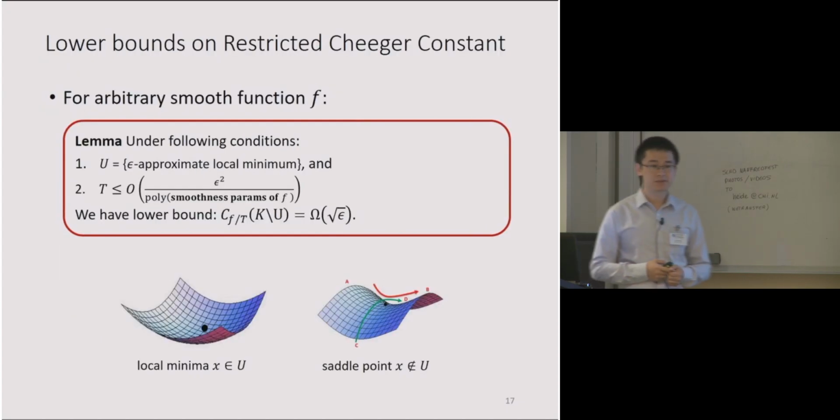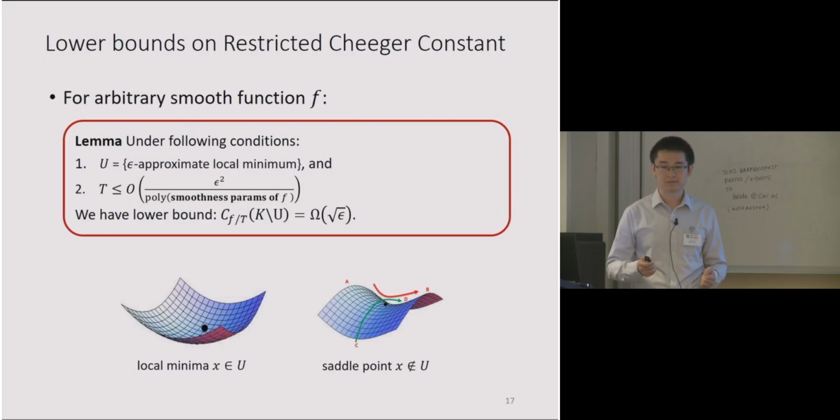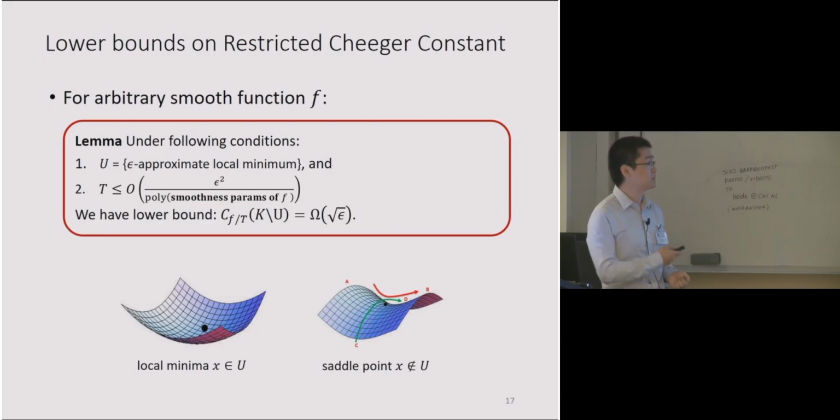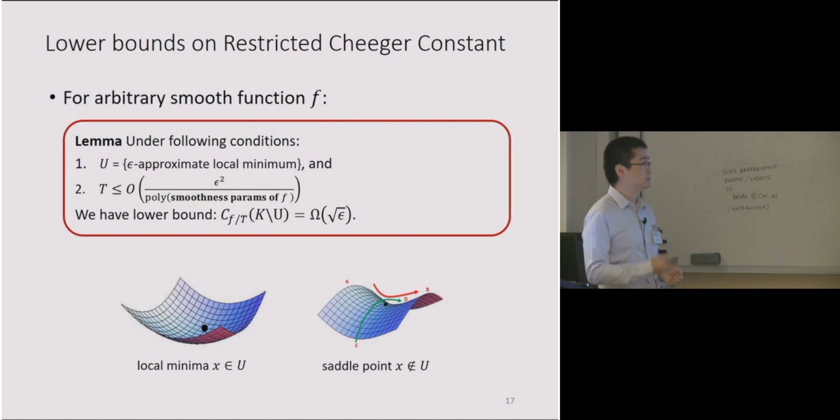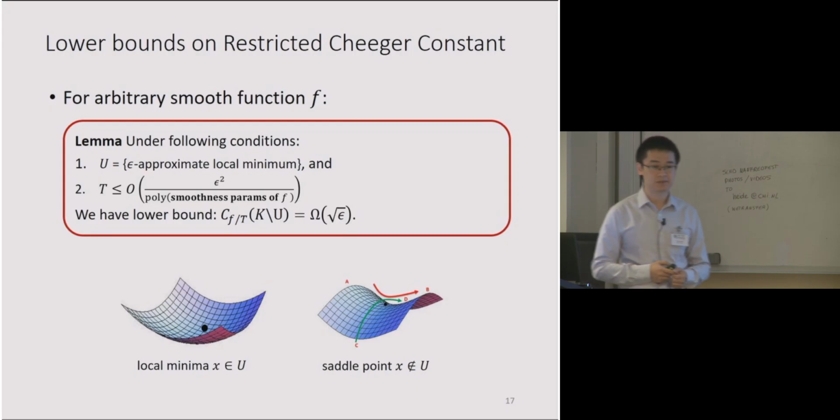The remaining thing to do is to lower bound the restricted jitter constant. We have developed a set of tools in the paper for doing this, and here I present the final result. One of the final results is that if the function is smooth and can be non-convex, and if we choose the target set to be the set of approximate local minima, and choose a temperature that is below some threshold, then the restricted jitter constant can be lower bounded by something on the order of square root of epsilon. So this is large enough to guarantee the polynomial hitting time.